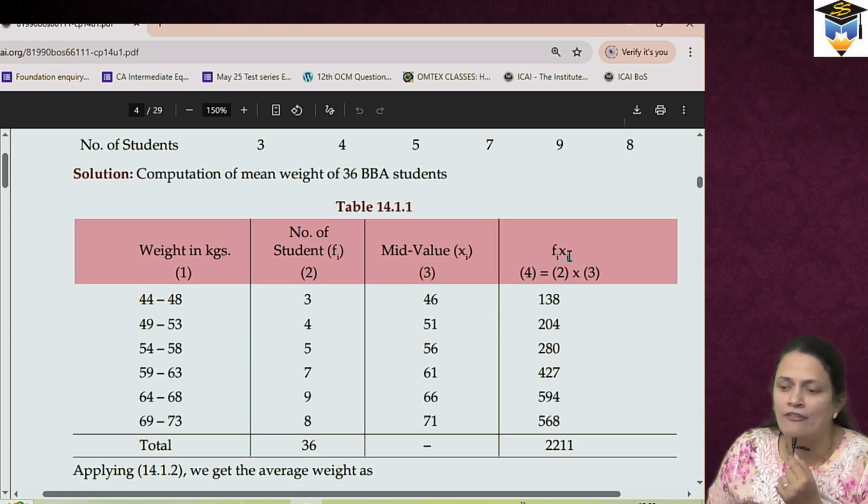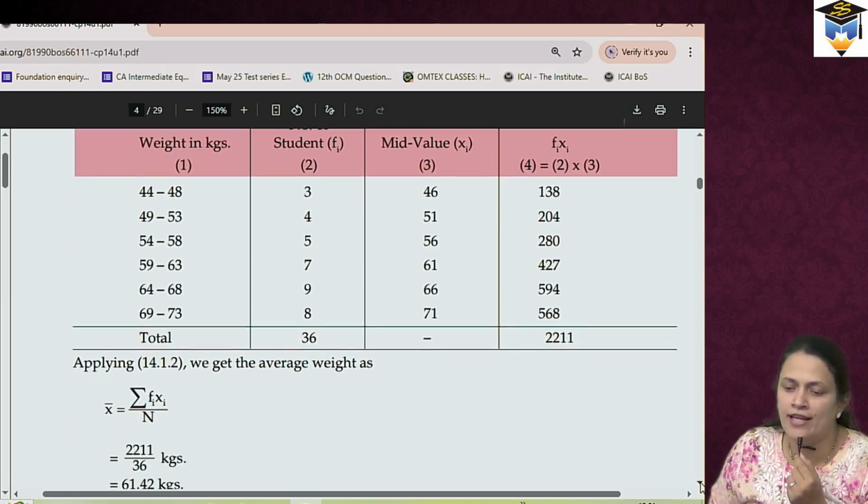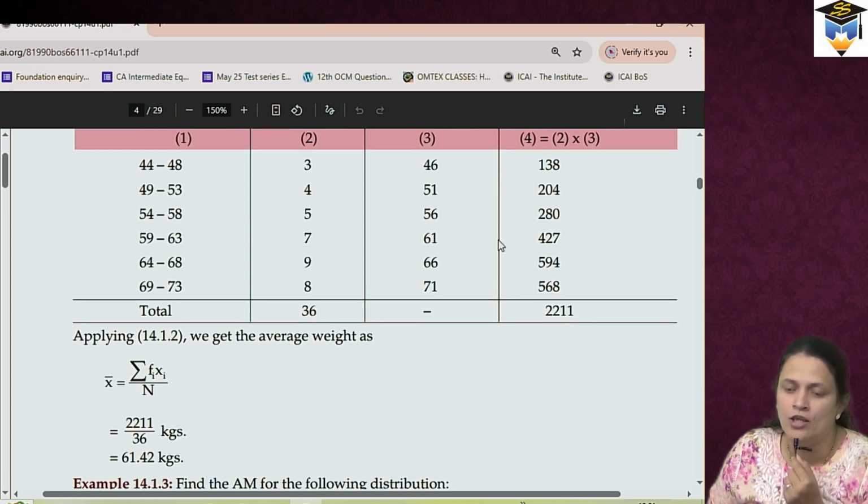Okay. Now fi xi is nothing but 3 multiplied by 46, that is 138. In this way, all the fi xi's are calculated. Understood? Now they have found out total number of students comes out to be 36 and summation of fi xi comes out to be 2211. So since this is a non-continuous but grouped frequency, we use the formula summation fi xi upon n.